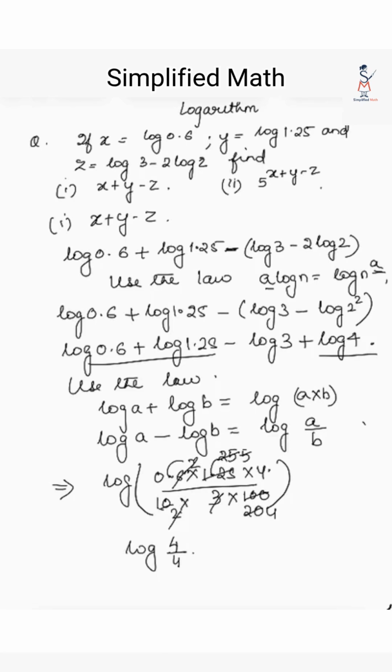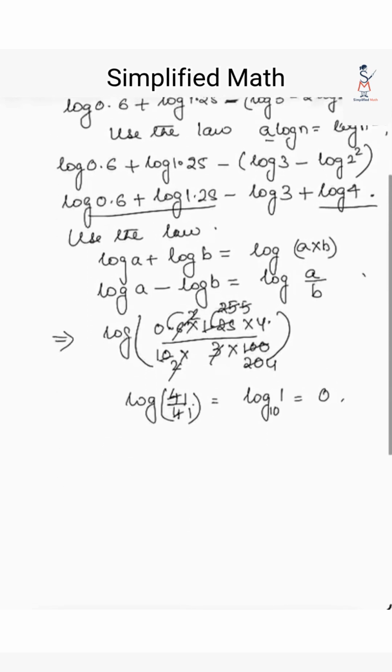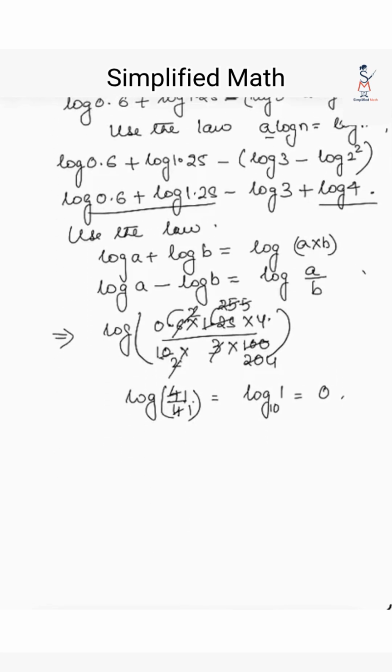Fine. Log 4 on top and log 4 at the bottom. 4 by 4 becomes 1. That means log of 1 to the base 10 is 0. Now how do we get log 1 to the base 10 as 0? I'll explain that also.